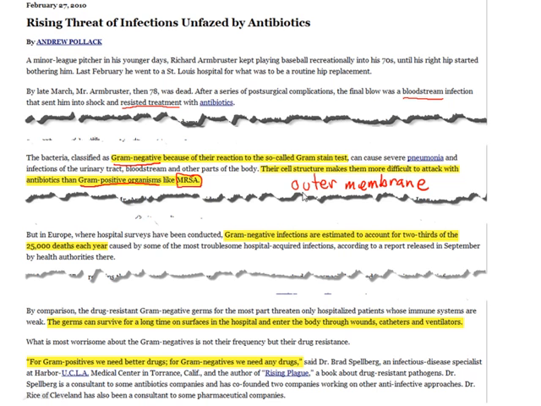So again, this is not from your textbook. This is an everyday article where now you can start to read and dissect it. Now check this out. Stats from Europe, where hospital surveys have been conducted. Gram-negative infections are estimated to account for 2/3 of 25,000 deaths each year caused by hospital-acquired infections. You hear all the time about MRSA, and certainly MRSA is a problem, but if you look, for example, in Europe, 2/3 of the hospital-acquired infections are not caused by MRSA. The deaths are caused by gram-negative infections.